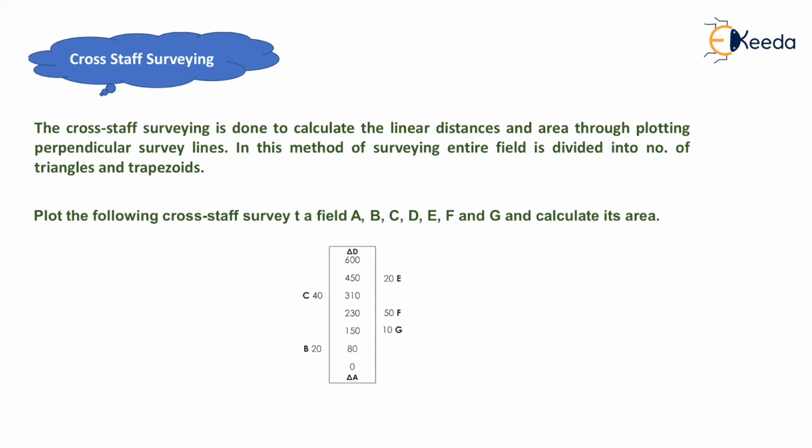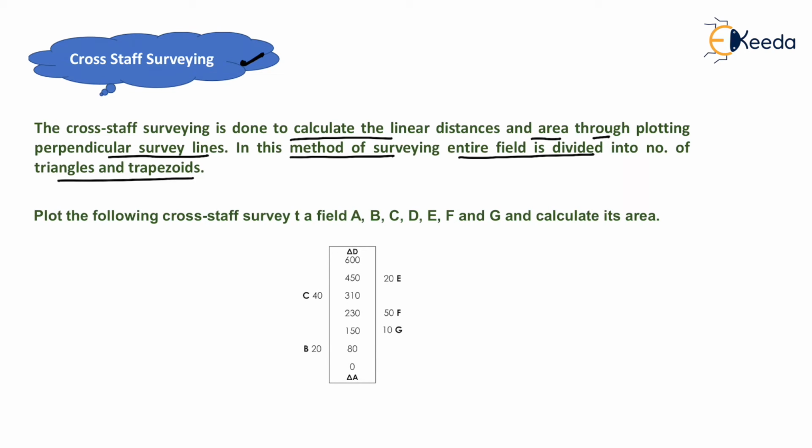Now the next one is cross staff surveying. Now with the help of cross staff we generally perform the cross staff surveying. Now in cross staff surveying, to calculate the linear distances and area through plotting perpendicular survey lines, we generally do the cross staff surveying. Now in this method of surveying, entire field is divided into number of triangles and trapezoids.